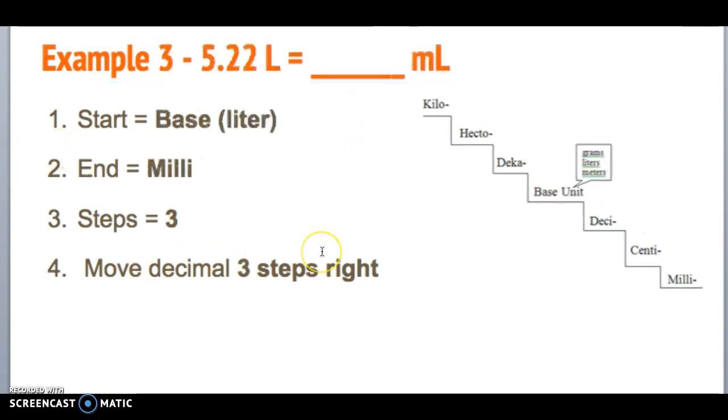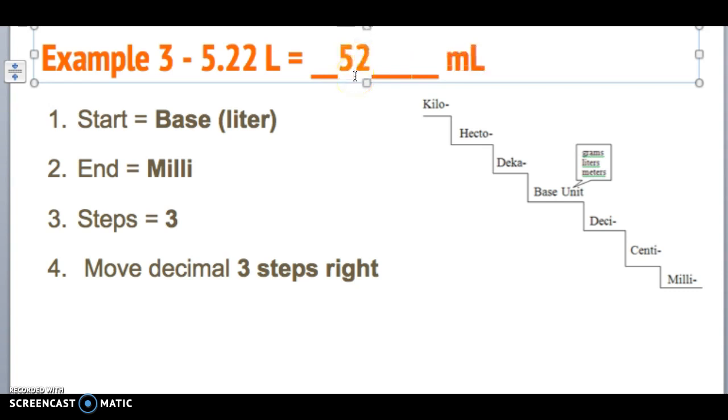Last one. 5.22 liters into milliliters. So we start at the base, which is liters. We want to get to milli, and that's 3 steps down. So it's going to be 1, 2, 3, 3 steps to the right. So the answer is going to be 5,220 milliliters.